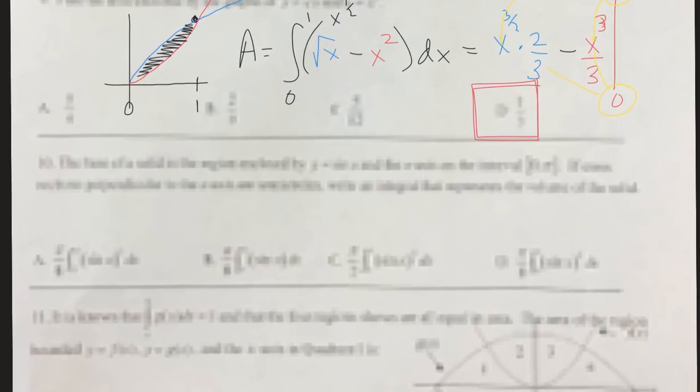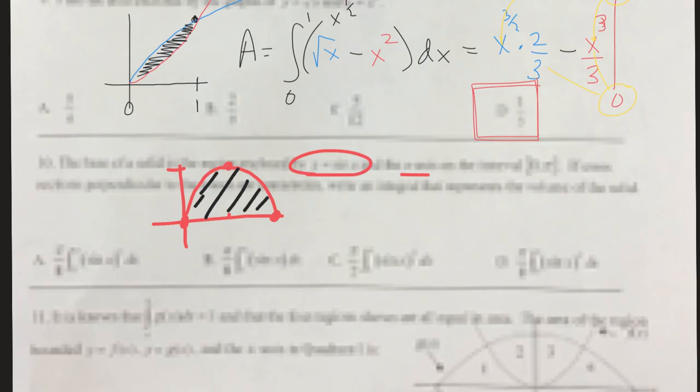The base of a solid is a region enclosed by y equals sine x and the x-axis on 0 to pi. Hopefully you know that on 0 to pi, sine has a positive graph. Pi over 2, sine is 1. At pi, sine is 0. So there's the graph. Our base is the area right here, and we're making semicircles. So we're going to have semicircles drawn here and here and here.